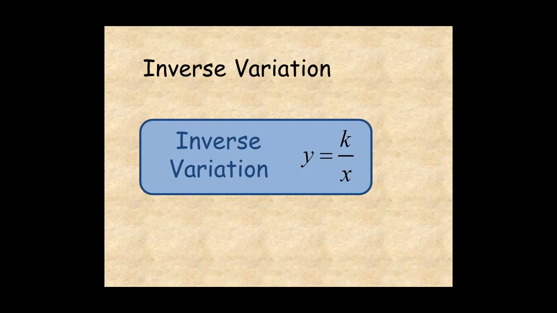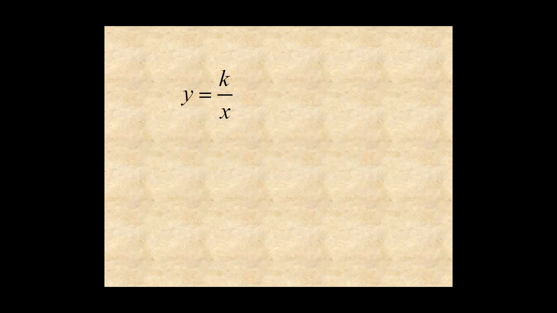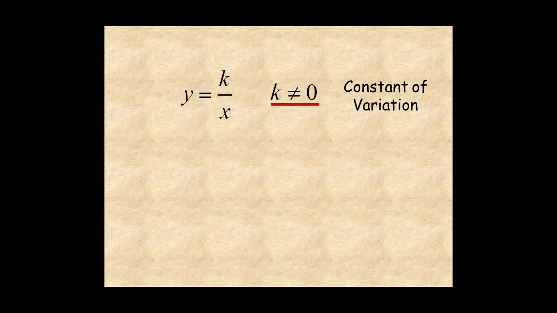This lesson helps you understand inverse variation. A relationship represented by the function y equals k over x is an inverse variation, where k is the constant of variation, and k can be any real number except 0. Examples of inverse variation would be y equals 3 over x and y equals negative 2 over x. When x and y are related as an inverse variation, we say y varies inversely with x.